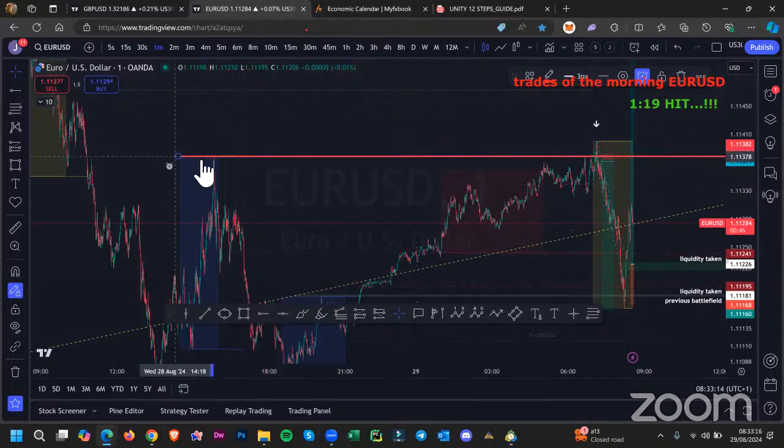This is a session high. This blue section is telling me this is the New York session from Wednesday the 28th. That's what it's telling me. So therefore, above this session high is liquidity.